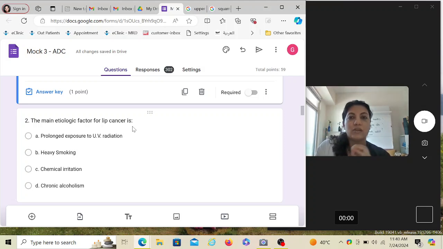But the major etiologic factor for an upper lip cancer is prolonged exposure to UV radiation, and the Australian sun, the way it's placed geographically, they have more ultraviolet radiation, and the sun is actually very bright.